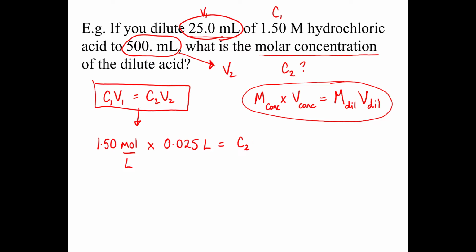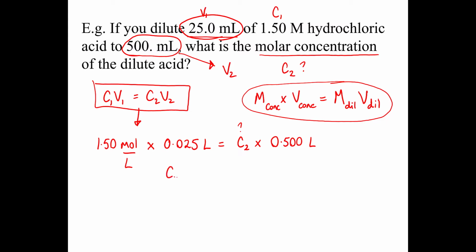Let's come back to C2. Remember, this is our unknown. We don't know what C2 is. Multiplied by V2, we do know what our V2 value is, and that's going to be 500 milliliters, or in liters that ends up being 0.500 liters. Another thing to think about, once we've cancelled the liters from both sides, we're going to end up with moles per liter. That makes sense because our solution in here, we expect to have a concentration in terms of units, moles per liter.